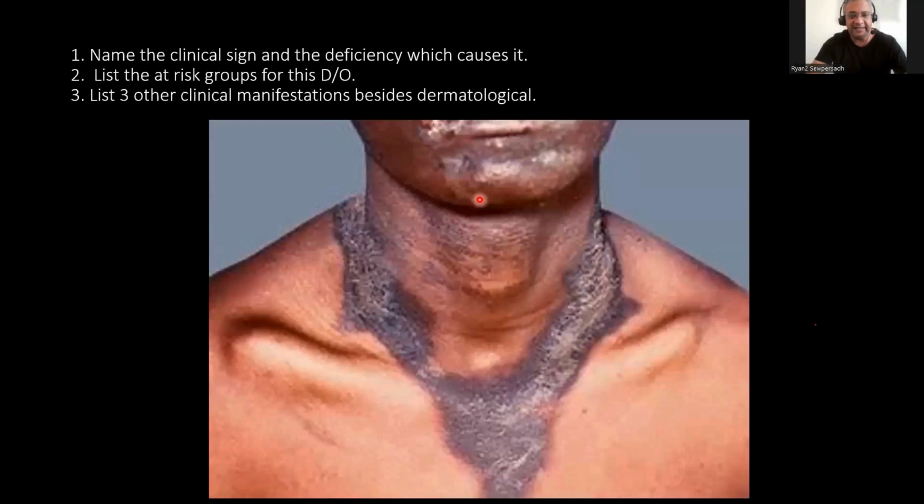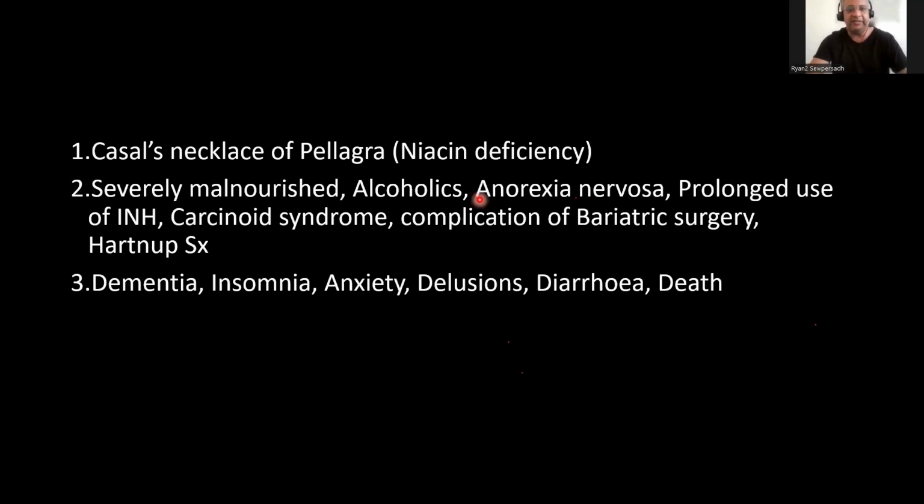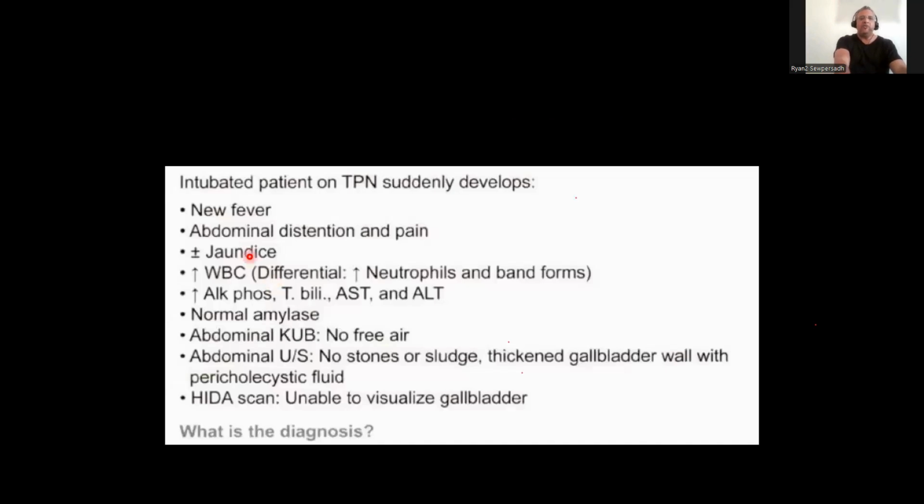Okay, this is Casal's necklace, and Casal's necklace happens usually in thiamine deficiency, isn't it? I beg your pardon, niacin deficiency. So niacin, as you guys know, is vitamin B3. When we speak about the 4Ds, what? Diarrhea, dermatitis, dementia, and death. Okay, all of that is niacin deficiency, guys. Okay, how about this one?